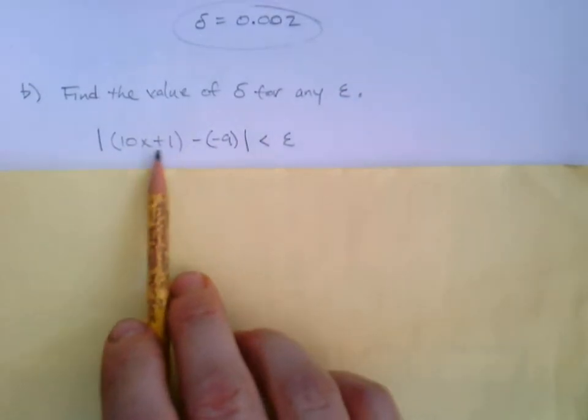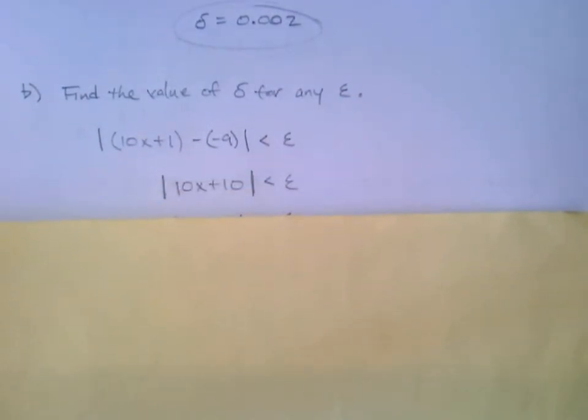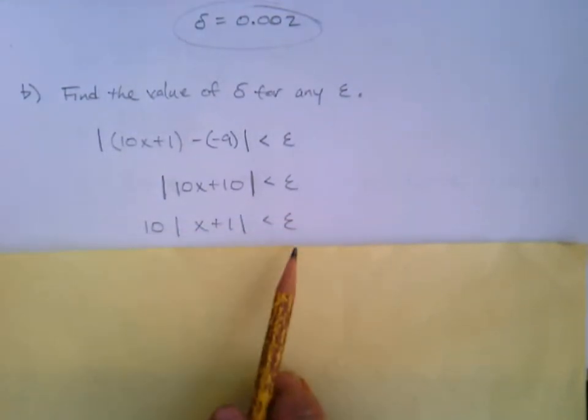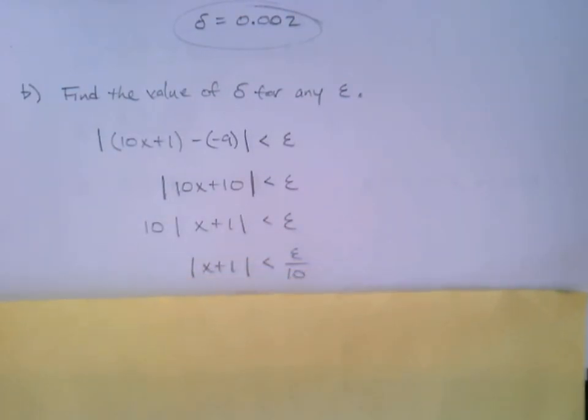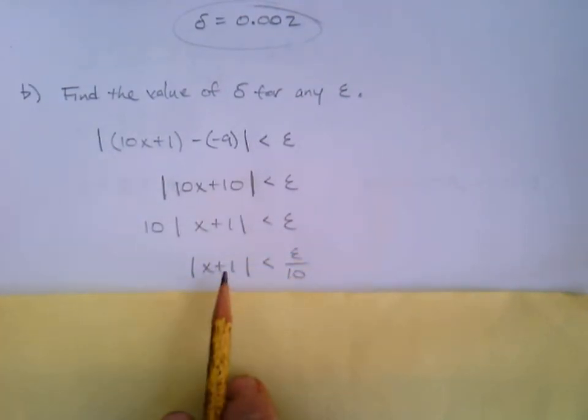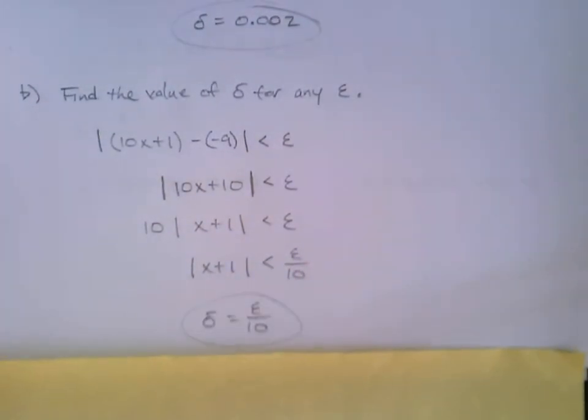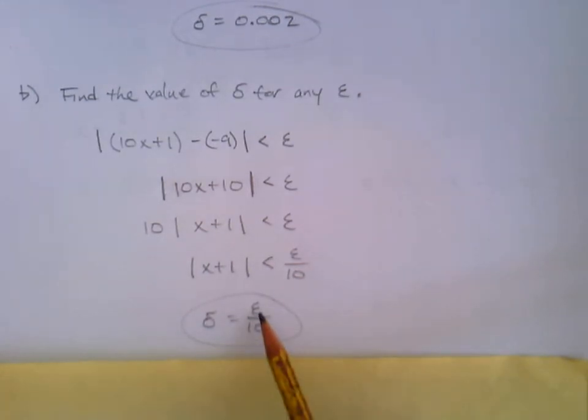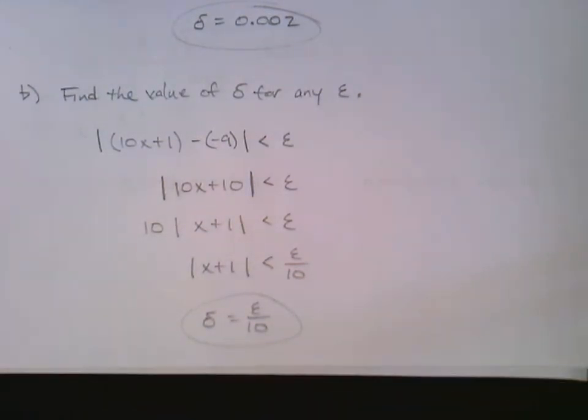And so we'll go ahead and clean that up a little bit, and still factor out the 10. Divide by the 10. And there we've got it. X plus 1, really that's x minus negative 1. This is what we're after. Epsilon over 10, that's what delta is equal to in this case. So whatever value of epsilon you pick, divide it by 10. And that's the delta you need.